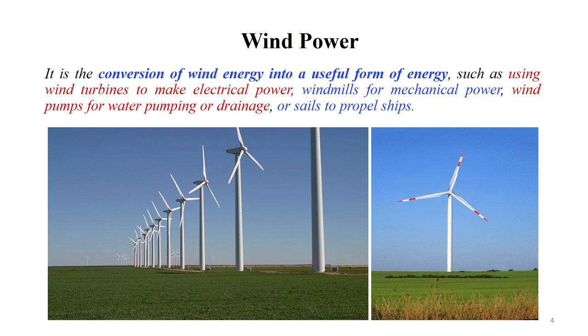Now, what is wind power? It is the conversion of wind energy into a useful form of energy, such as using wind turbines to make electrical power, windmills for mechanical power, wind pumps for water pumping or drainage, or sails to propel ships. You can see the rotation of the blades of a wind turbine, and this figure is intentionally shown here to show a wind farm.